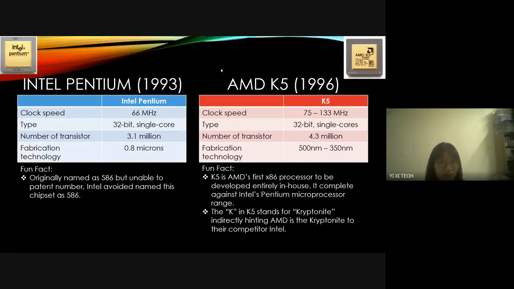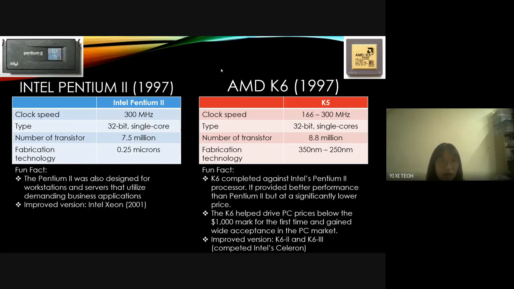investigate its own technology. They came out with the K5. This K5 is AMD's first x86 processor to be developed entirely in-house, to compete against the Intel Pentium microprocessor range. We can see that AMD's fabrication technology is more advanced than Intel's, and AMD's cost per chip is also better than Intel's. So AMD starts to stand out.